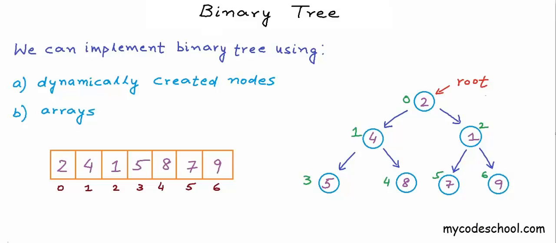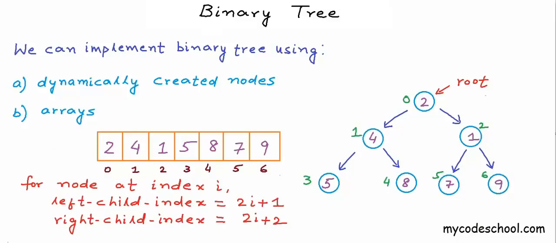We have filled in all the data in the array, but how will we store the information about the links? How will we know that the left child of root has value 4 and the right child of root has value 1? Well, in case of complete binary tree, if we will number the nodes like this, then for a node at index i, the index of left child will be 2i plus 1 and the index of right child will be 2i plus 2.